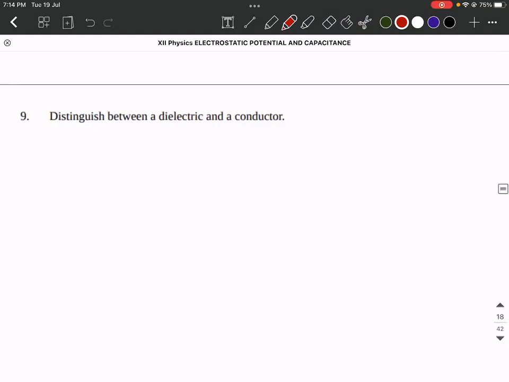Distinguish between a dielectric and a conductor. Dielectrics are insulators, which do not have free charges to flow among them, whereas conductors have free charges. The dielectric constant of a dielectric is a fixed value, whereas for a conductor it is infinity. 2 points.